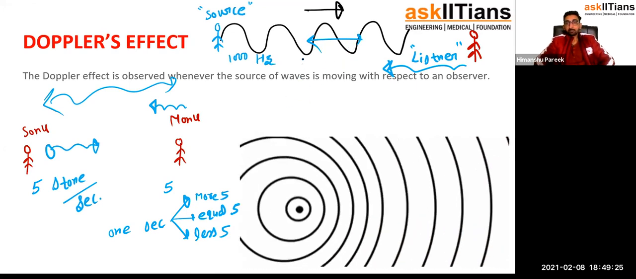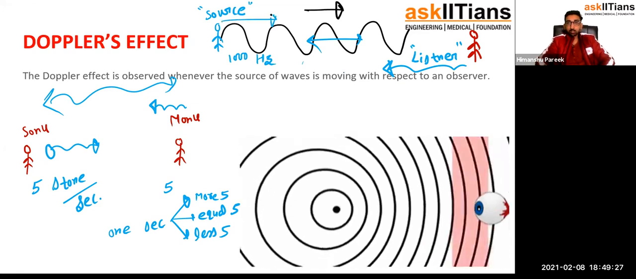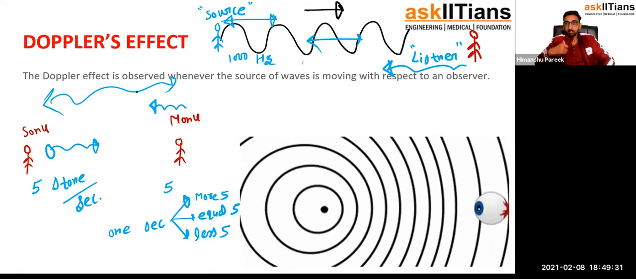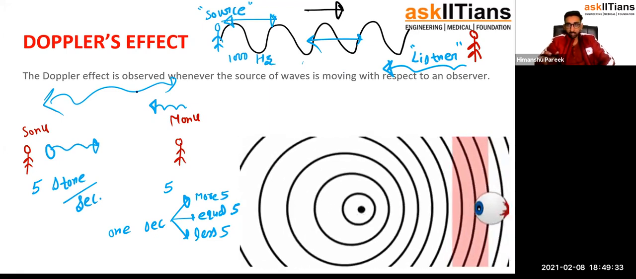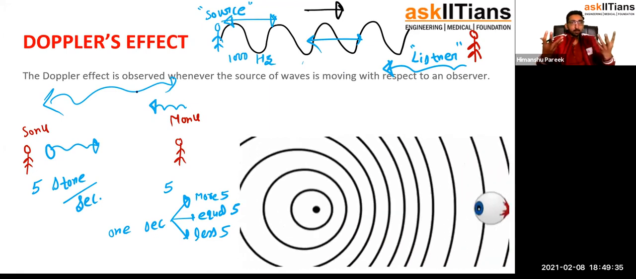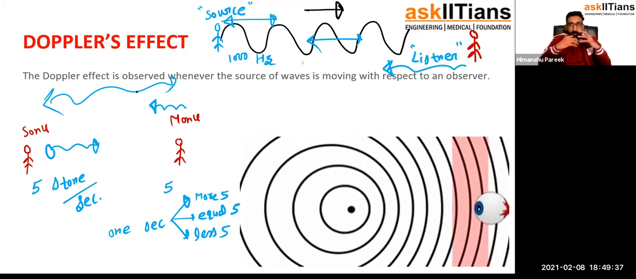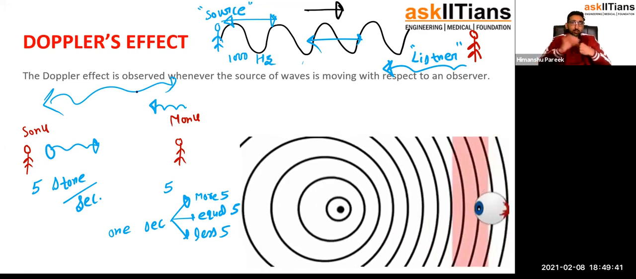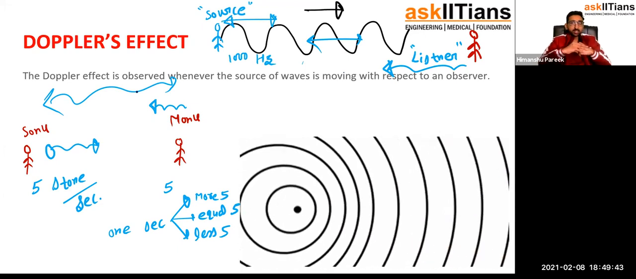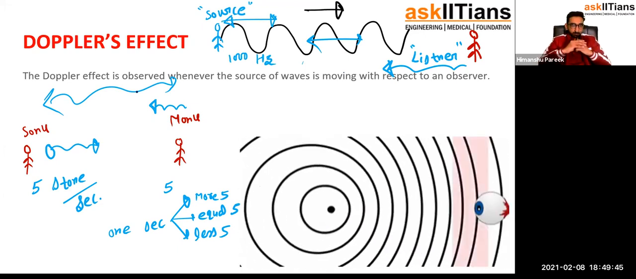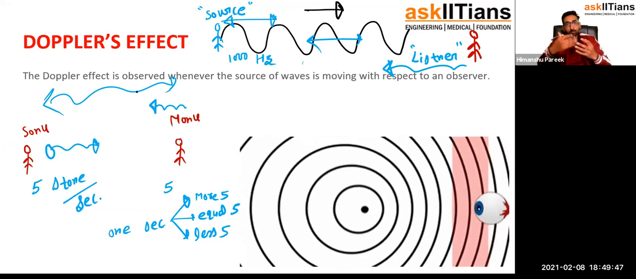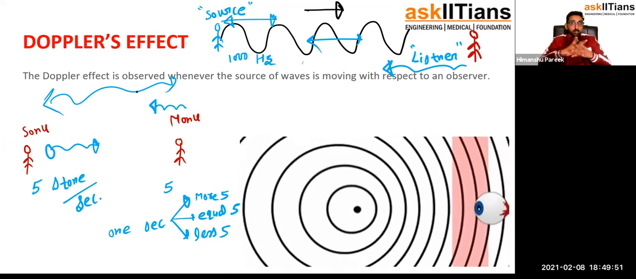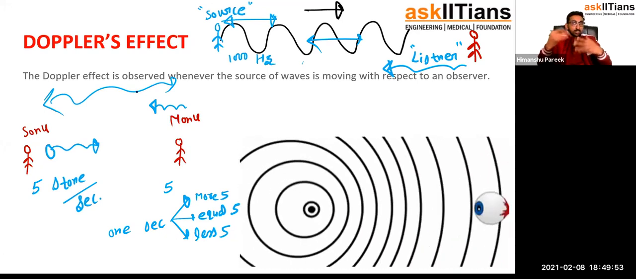Vice versa, if the source starts moving towards the observer, then also a similar thing will happen. The listener will get more cycles. So basically, when the source goes towards the listener or the listener goes towards the source, in both conditions he gets more vibrations per second, and that's what we call the Doppler effect. He gets a new frequency now. More vibrations per second means a new frequency, more than 1000.